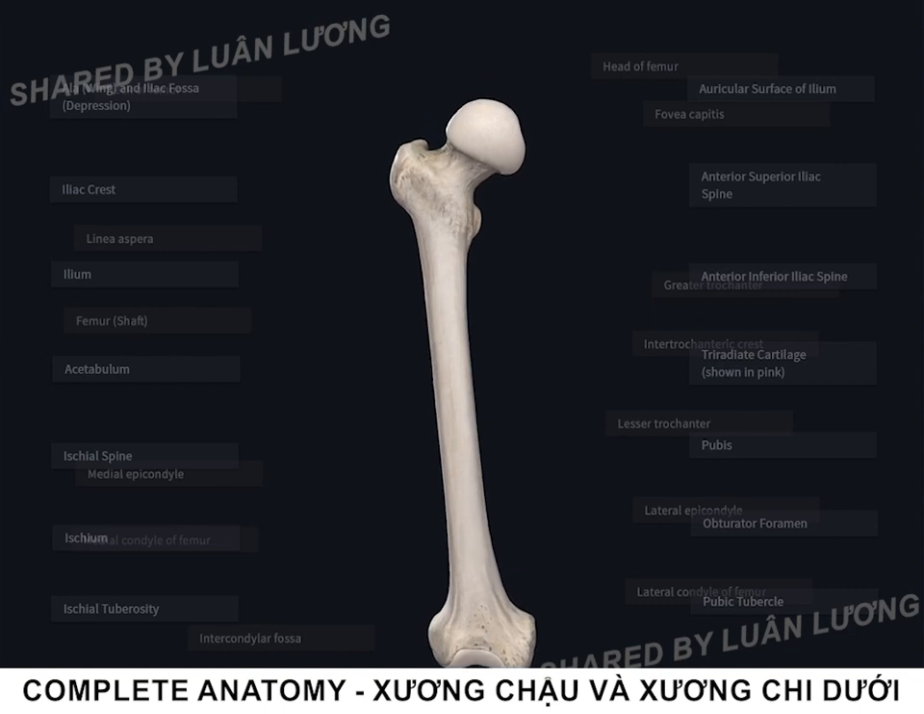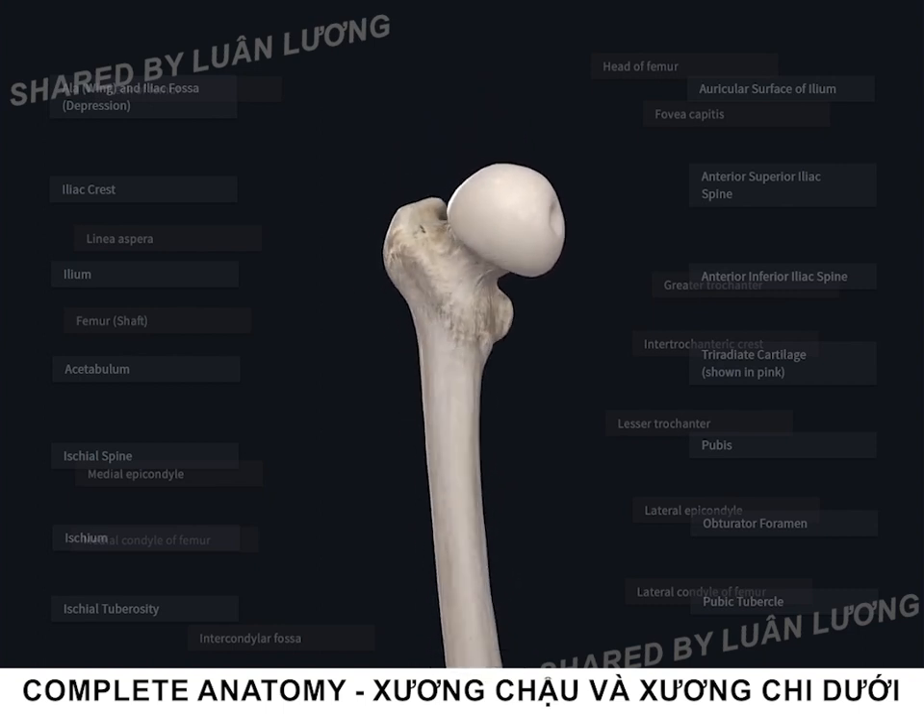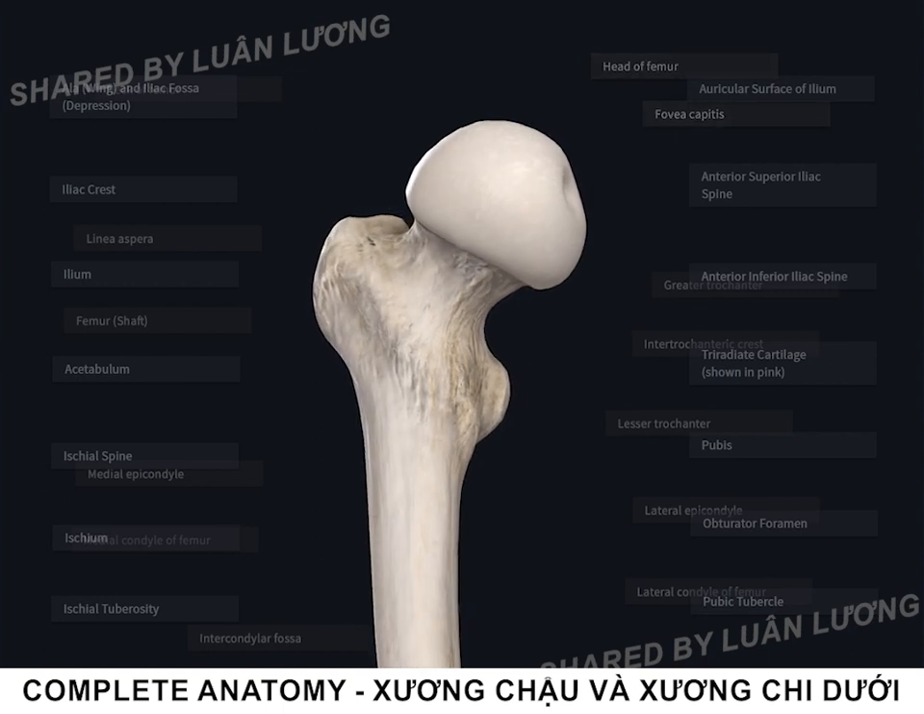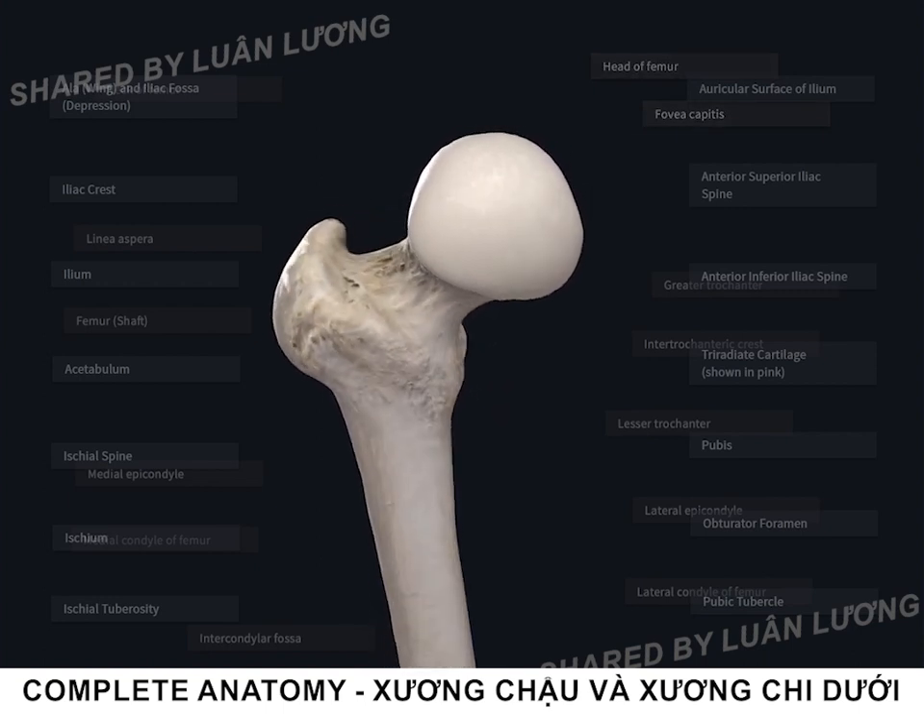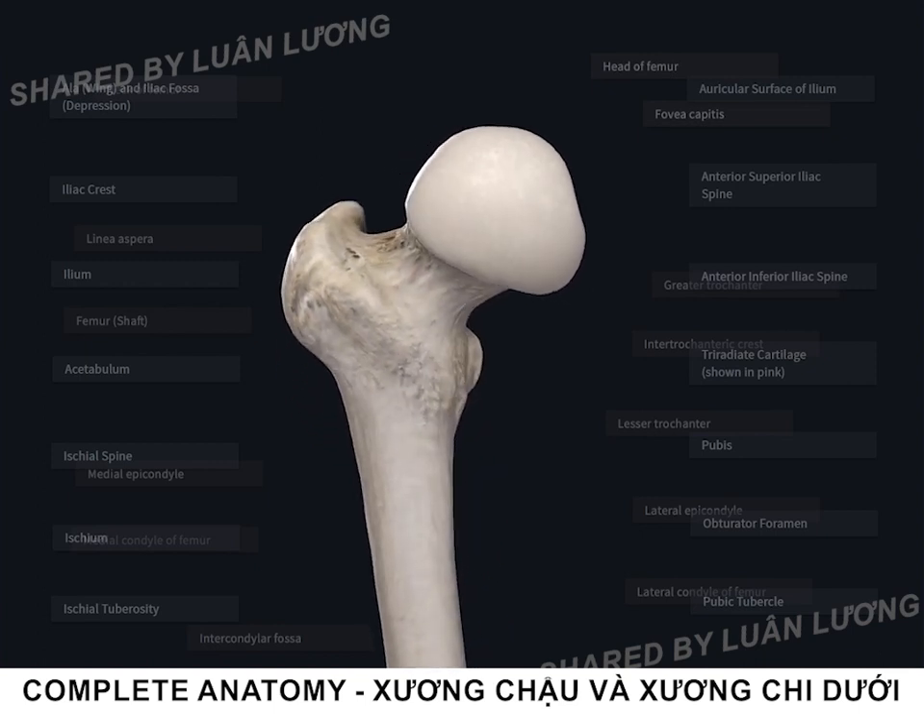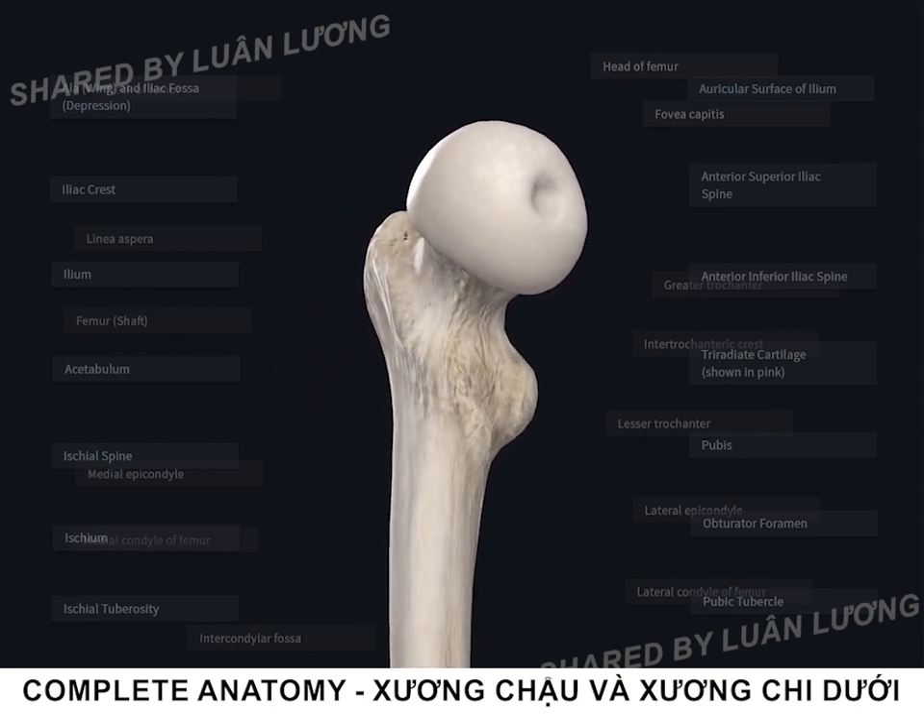Now, perhaps the most distinguishing characteristic of this bone is what we see here, the head of the femur. Now, the head of the femur is going to be directed medially, and it will meet up with the hip bones. Now, as we can see, the surface of the head of the femur is going to be covered with articular cartilage, which is where it meets up with the acetabulum of the hip.